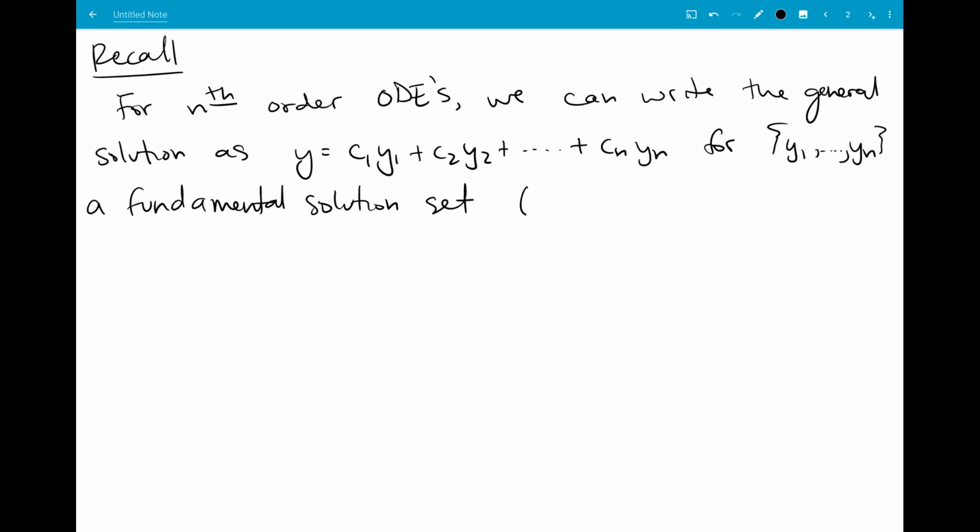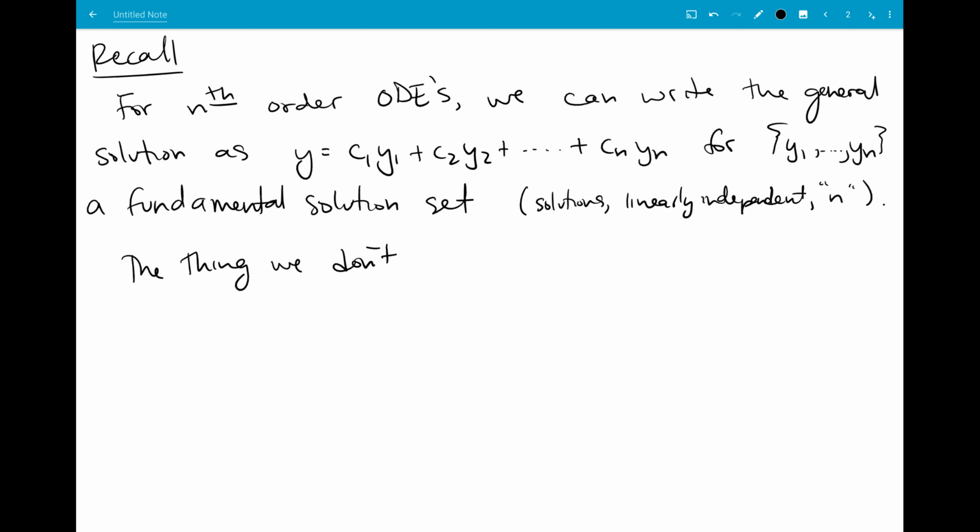And last section, you would have learned that that just means that they're solutions and linearly independent, and that there are n of them. And that's how we're going to build solutions throughout this section. But we don't have a way yet to find those y1 through yn. In all the examples that you did, you were given y1, y2, maybe even y3, and then asked to just check that they're a fundamental solution set. So we don't know how to find those functions.